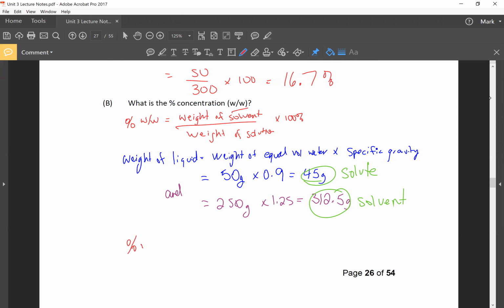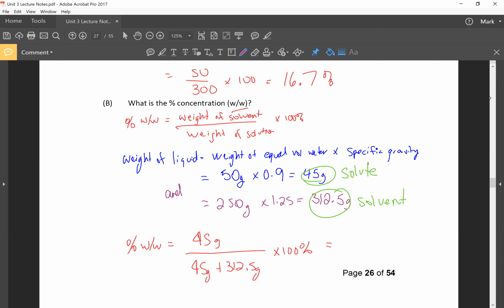My percent with weight is 45 grams over 45 grams plus 312.5 grams times 100. Whew, and that's it. It looks hard. Like, I don't know if it looks hard, but it looks like a lot of work. It is a bit of work, but basically we're doing a conversion. We're converting the milliliters to grams, and then I'm doing the same calculation.